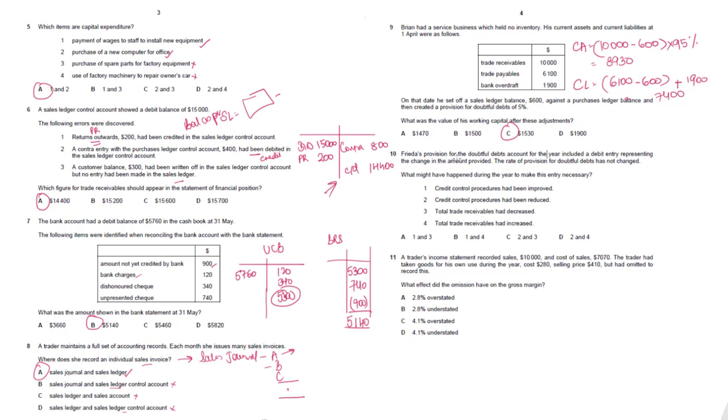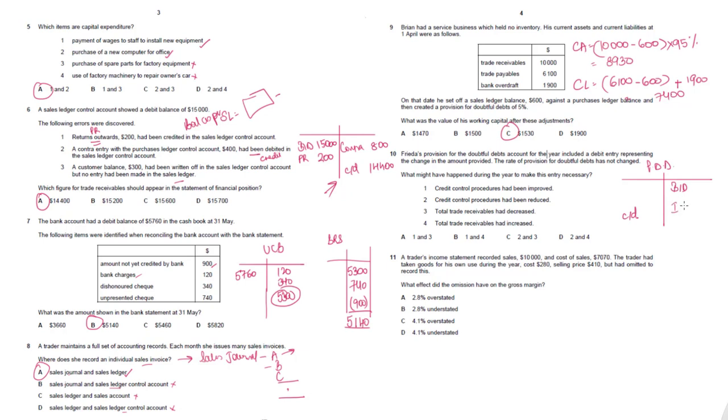Question 10. Freda's provision for doubtful debts account for the year included a debit entry representing the change in the amount provided. The rate of provision for doubtful debts has not changed. What they are trying to tell you is, this is the provision for doubtful debts account. You have a balance brought down, you have a balance carried down. There is always one more entry to either increase the doubtful debts balance or to decrease the doubtful debts balance.